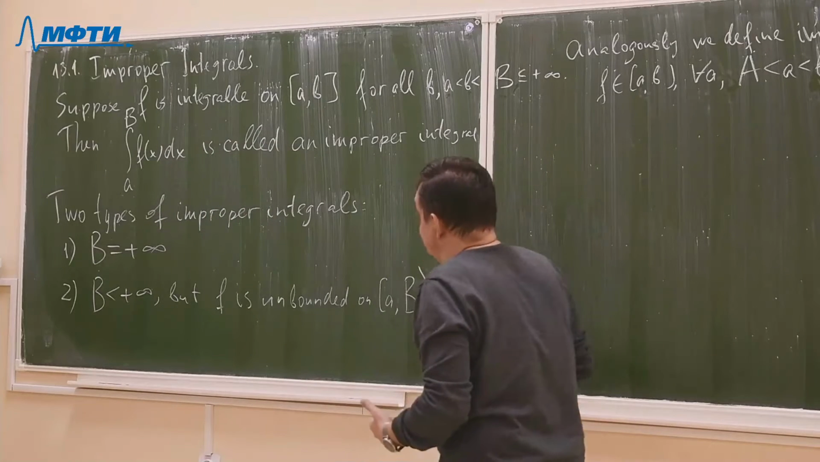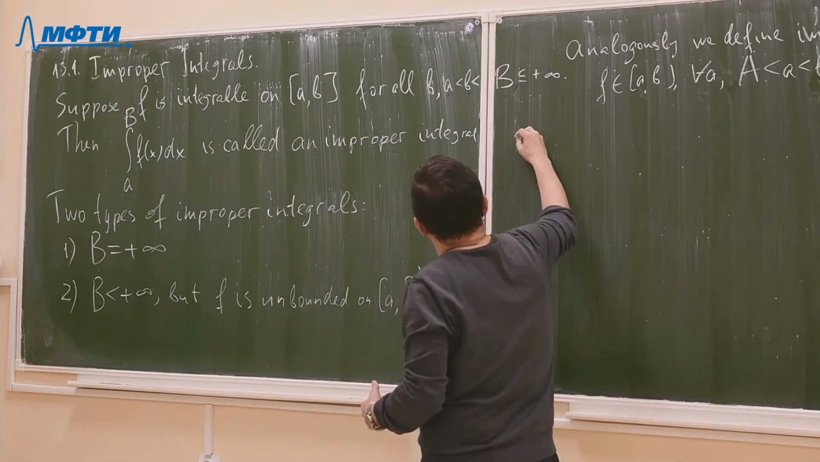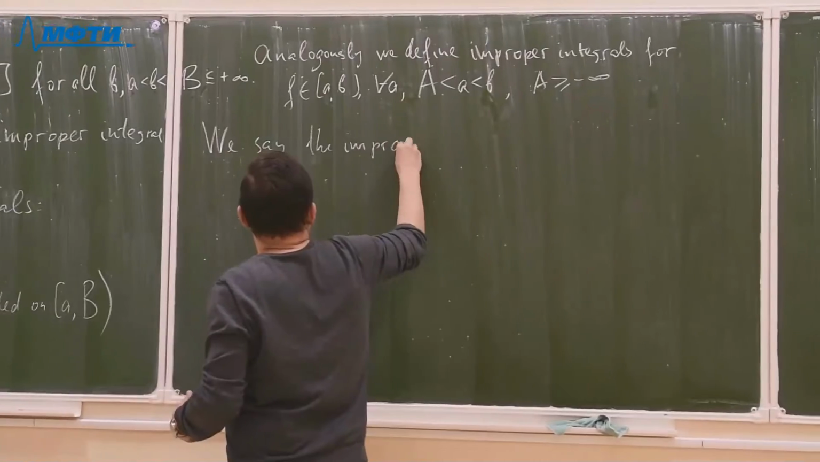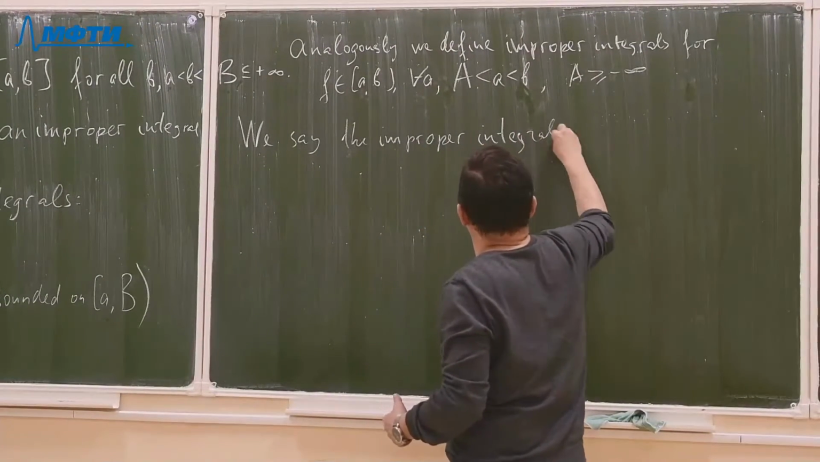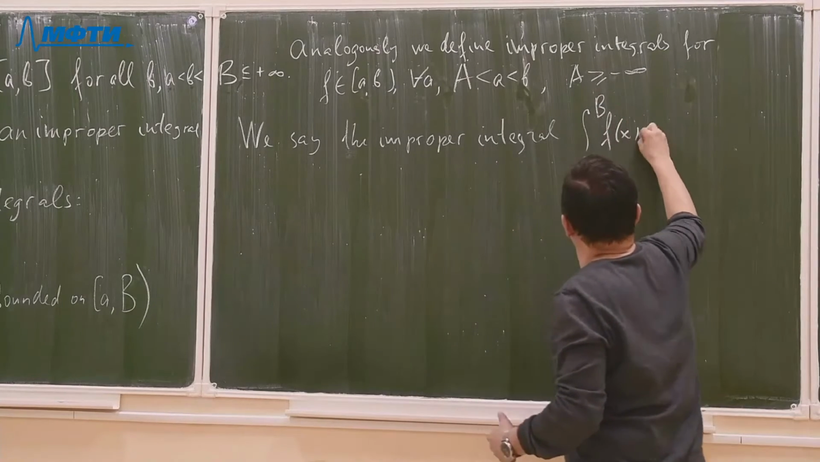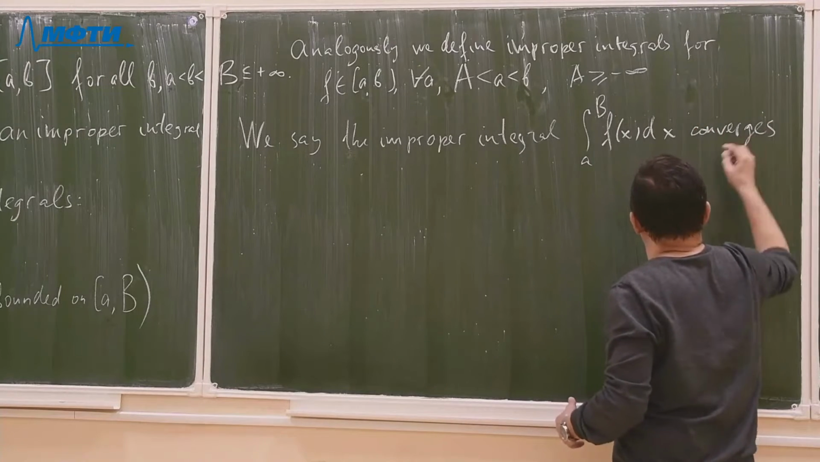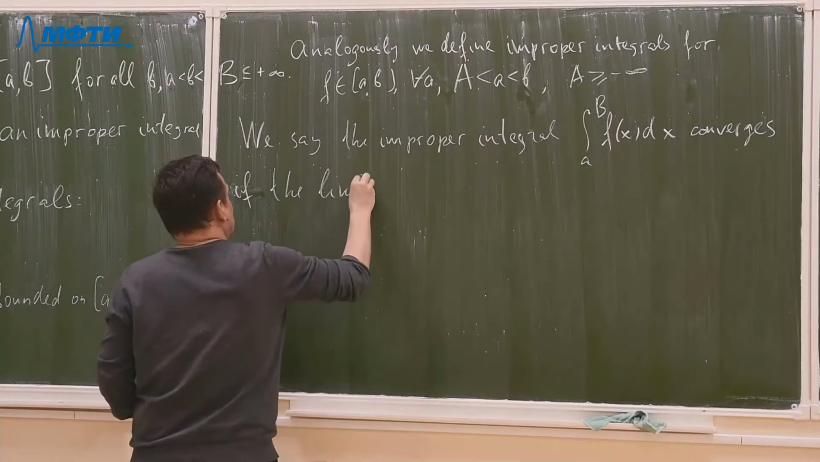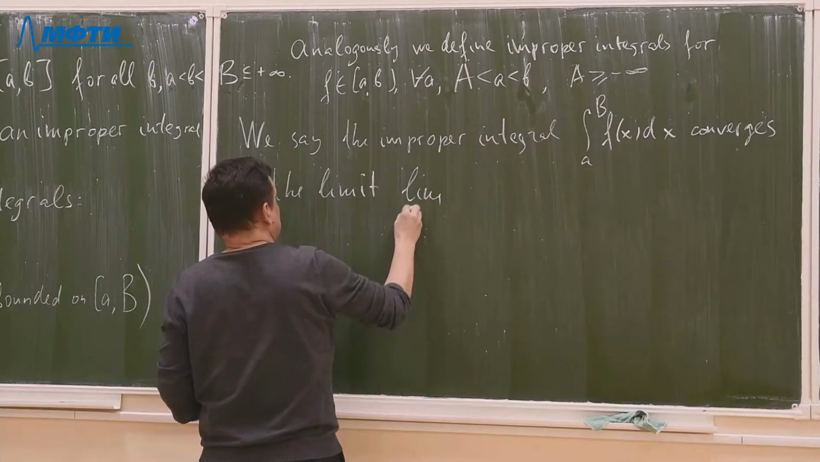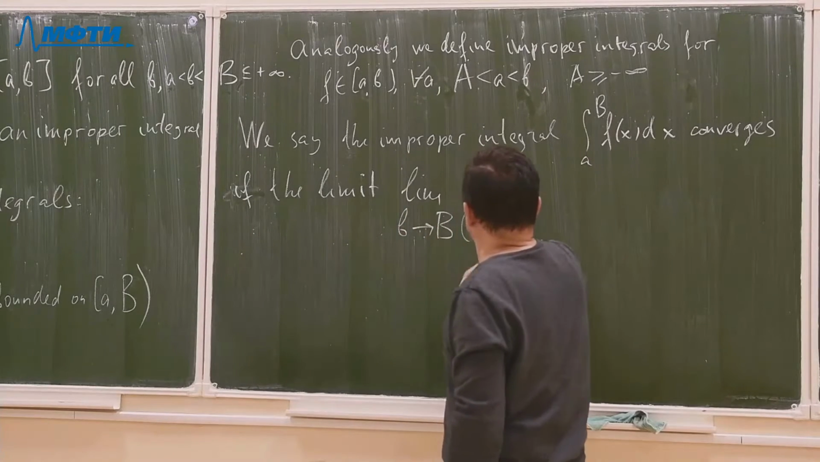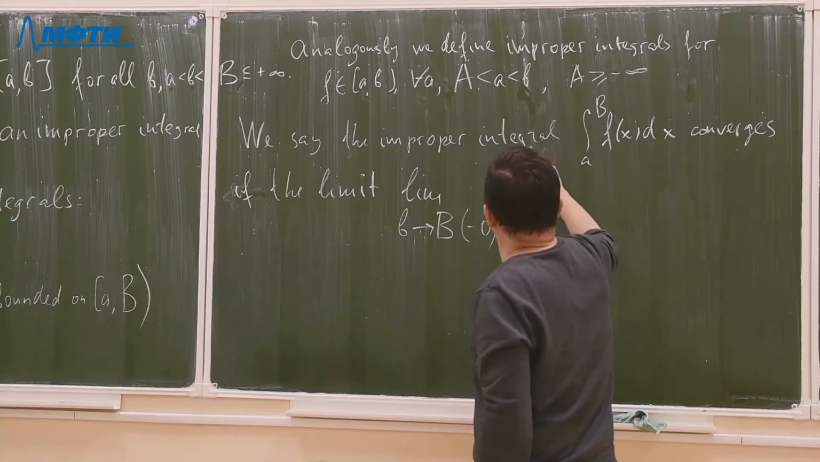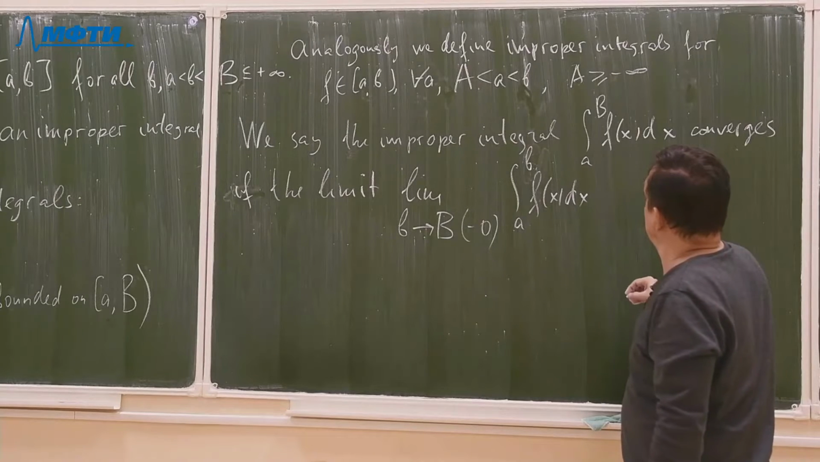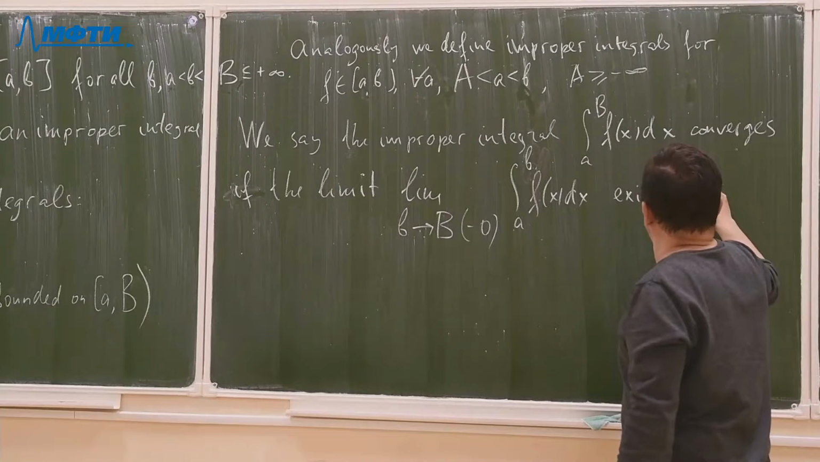What I mean by sense, so we say the improper integral, let's start with this, converges if the limit, b tends to capital B, minus naught, integral from a to b little f of x dx, exists and it is finite.